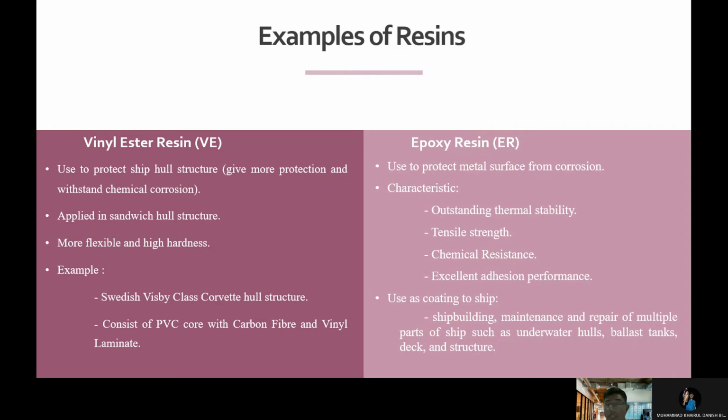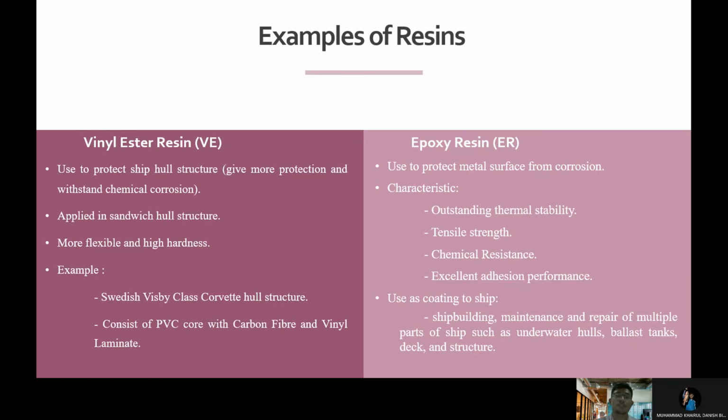Next, we will go to the epoxy resin. This material is the same as the vinyl ester resin, and it is used to protect metal surfaces from corrosion. It has its own characteristics such as outstanding thermostability, tensile strength, chemical resistance, and excellent adhesion performance. And where was this material applied? It is used as a coating for ships, such as in shipbuilding, maintenance and repair of multiple parts of a ship, such as underwater hulls, ballast tanks, deck, and structure.